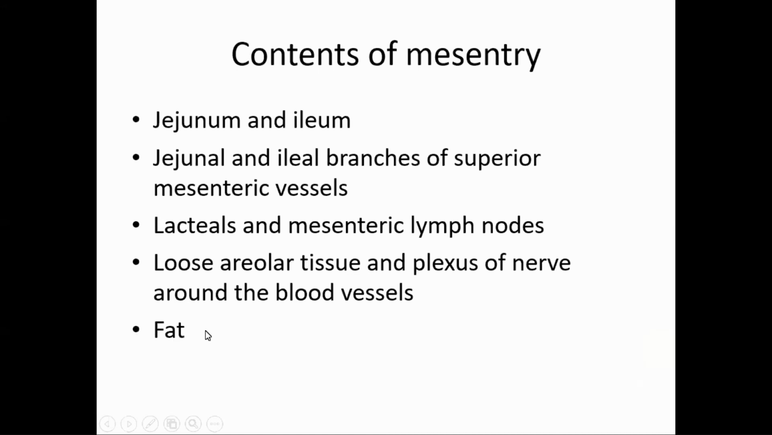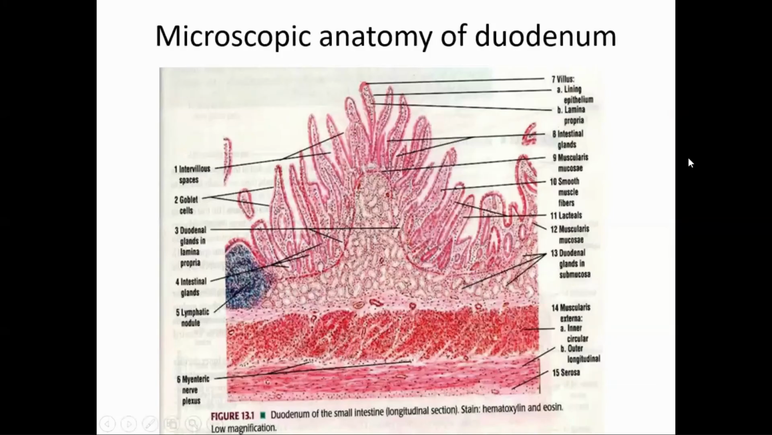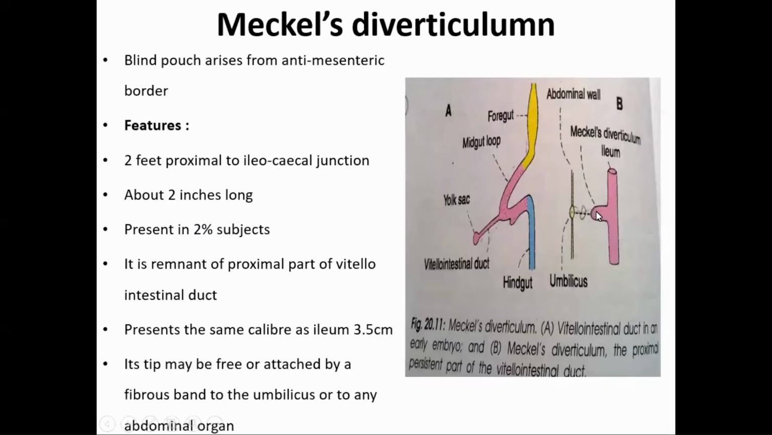Meckel's diverticulum. So Meckel's diverticulum is the remnant of the proximal part of the vitello-intestinal duct. In the embryonic life, in the intrauterine life, there is a vitello-intestinal duct which connects the midgut to the yolk sac. This duct has to disappear. If the proximal part persists, then it is named the Meckel's diverticulum.